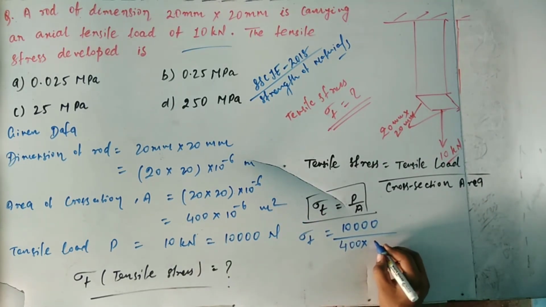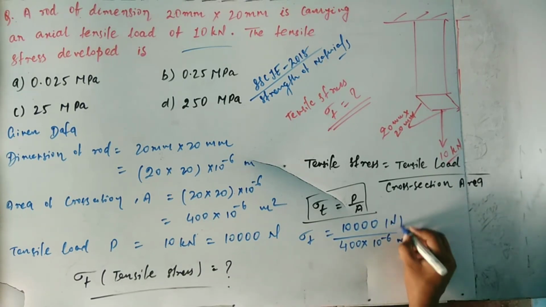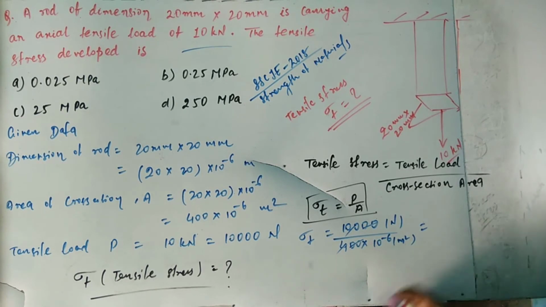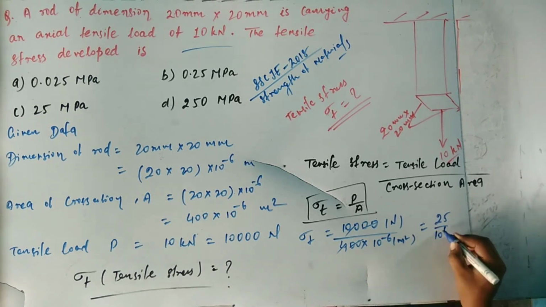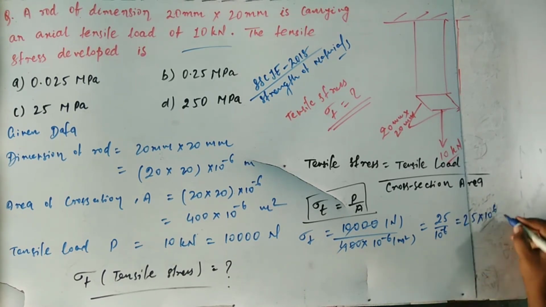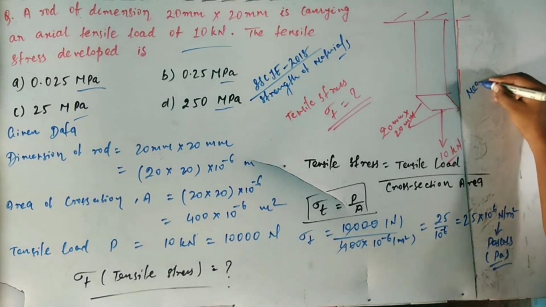So sigma T is equal to 10,000 by 400 into 10 to the power minus 6. These values are in Newton per meter square, that is the SI unit. Now we solve the calculation, then 400 cancels into 10,000, so it will be 25 by 10 to the power minus 6, which is equal to 25 into 10 to the power 6 Newton per meter square. And this is the value of sigma T, that is, the tensile stress generated on the rod, in SI unit.